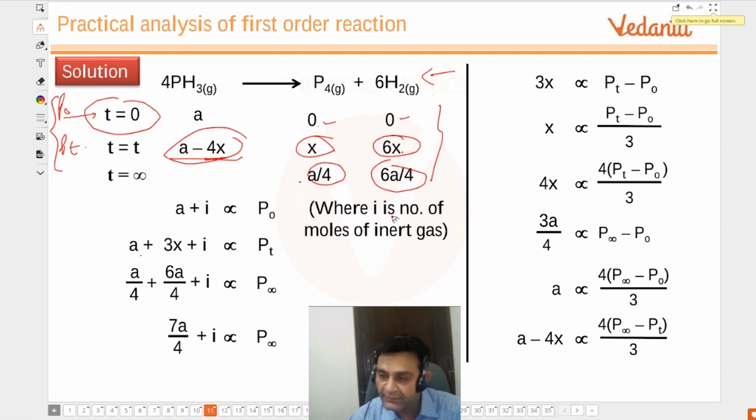I hope you have seen it. Why 6A by 4? Very simple. A 0. Now, when this phosphine becomes 0, it will be equal to 6 by 4 into A. Yes, Rahul, I hope you are getting me. Simple.